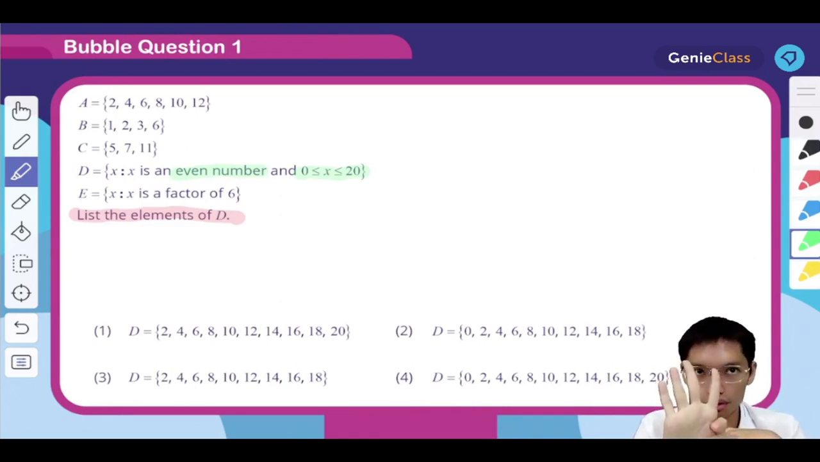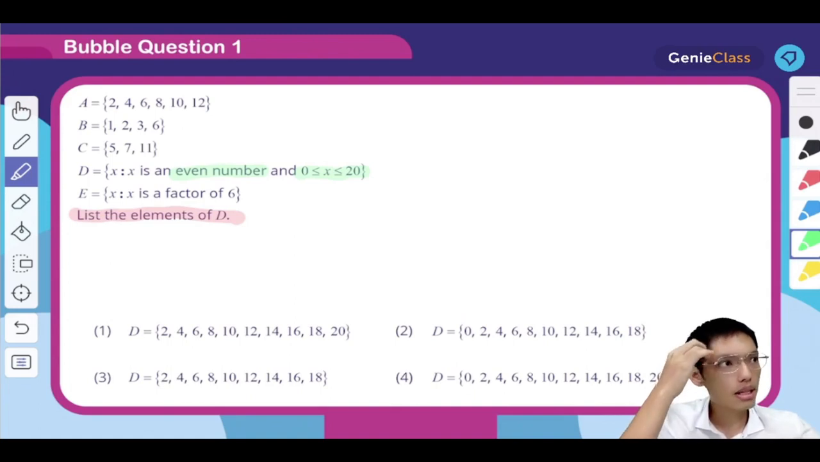Okay, counting 4, 3, 2, 1. All right, time's up. Let me take a look. Okay, most of you got it right, but some of you actually forgot something. So let's take a look.